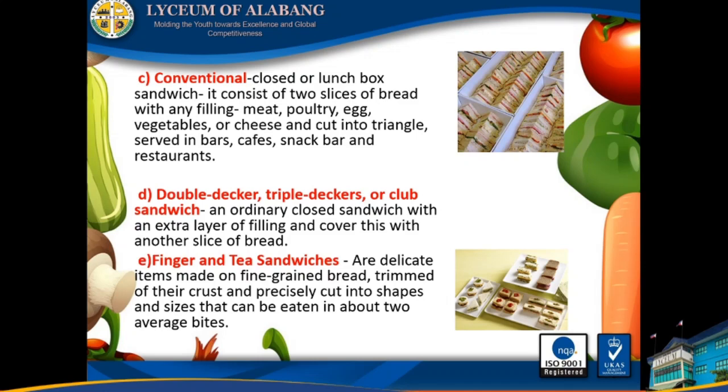D, double-decker, triple-decker, also known as the club sandwich. An ordinary closed sandwich with an extra layer of fillings, covered with another slice of bread. And last is the finger and tea sandwiches, a delicate item made on fine-grained bread, trimmed of their crust and precisely cut into shapes and sizes that can be eaten in about 2 average bites.